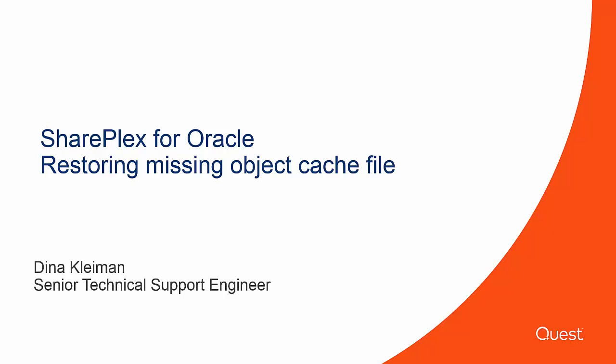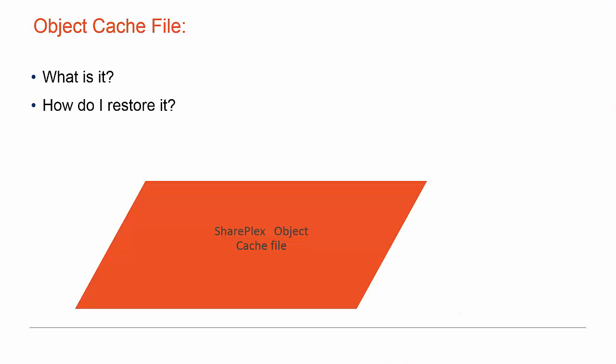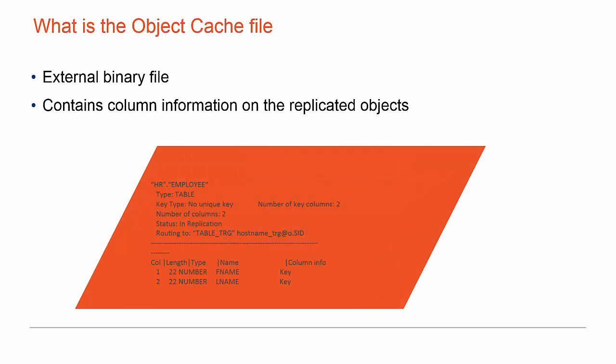Today's topic of discussion is how to restore a missing object cache file. In this video, we will discuss what the object cache file does and how to restore it when it becomes missing. The object cache is an external binary file that contains column information on the replicated objects.